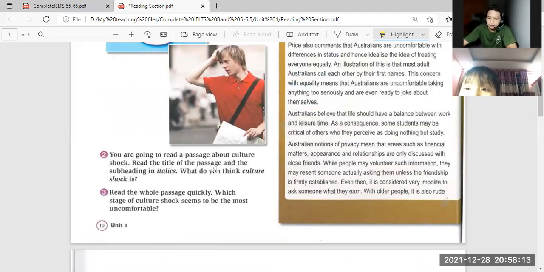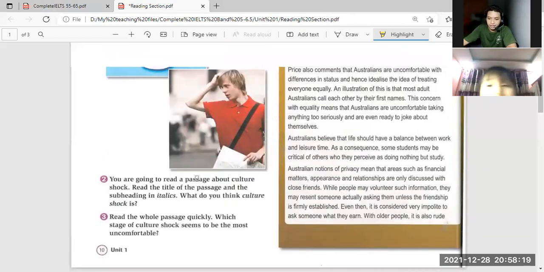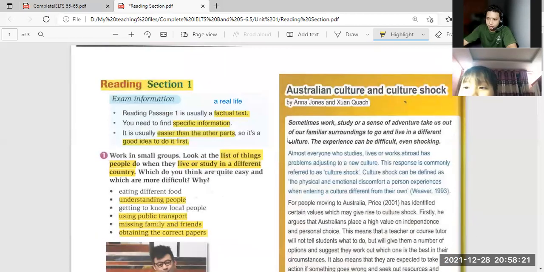Now, you are going to read a passage about culture shock. Read the title of the passage and the subheading in italics. What do you think culture shock is? Okay, so you are going to read this passage here. Read only the titles and the italics paragraph, from Australian to even shocking. Are you ready? Can you read now?